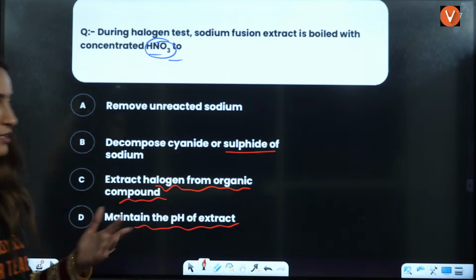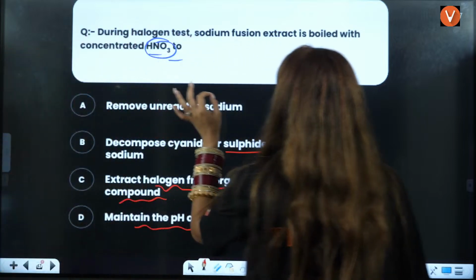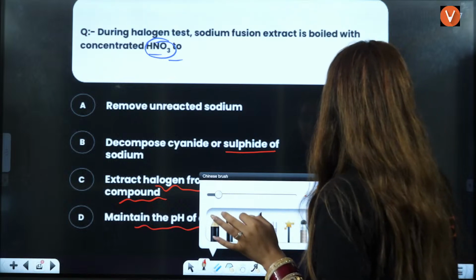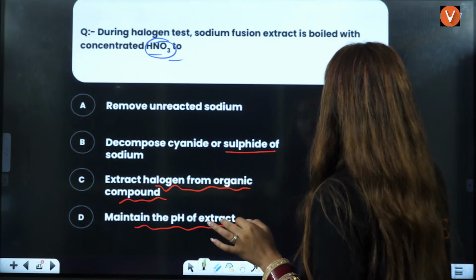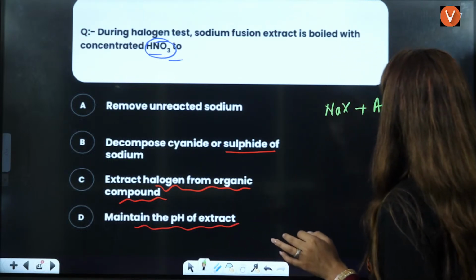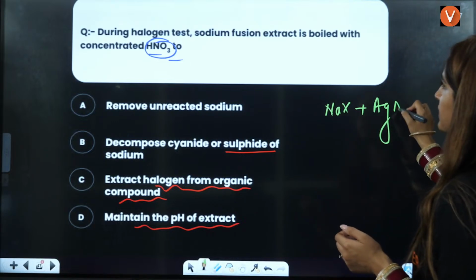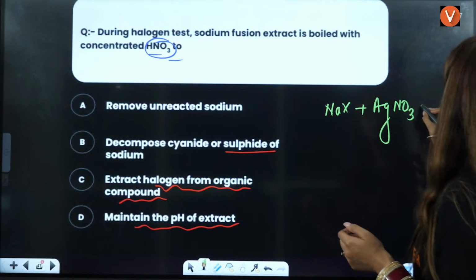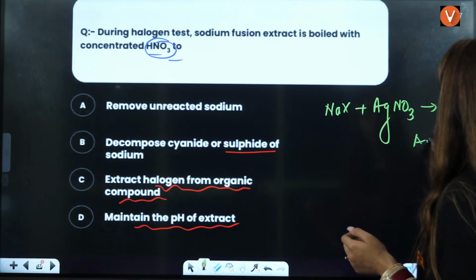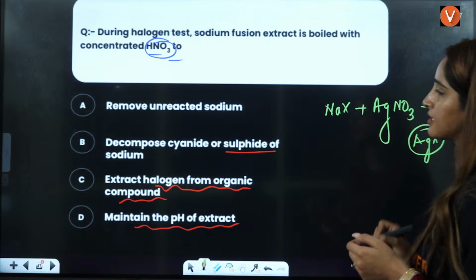So yes, everybody, C, B. C and B is the confusing part here. So during halogen test, what exactly do we do? We have the formation of NaX, then we react this with AgNO3. Then you have the formation of AgX, AgCl, and so on.